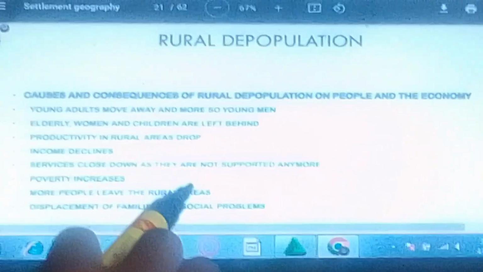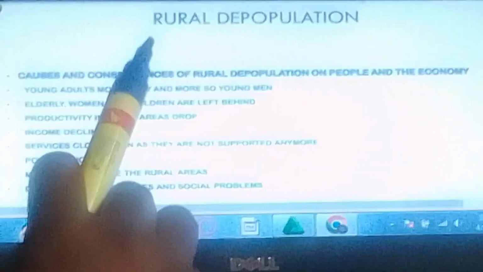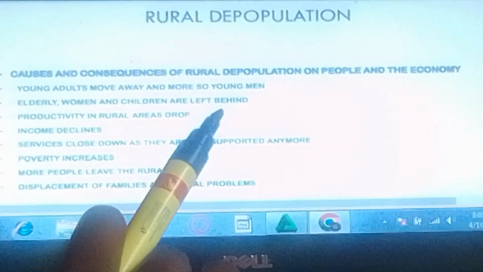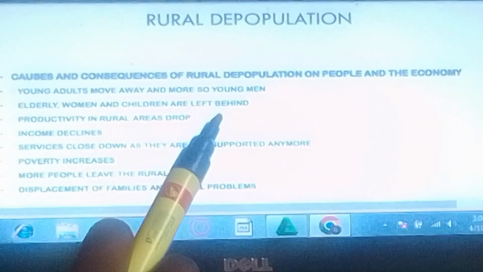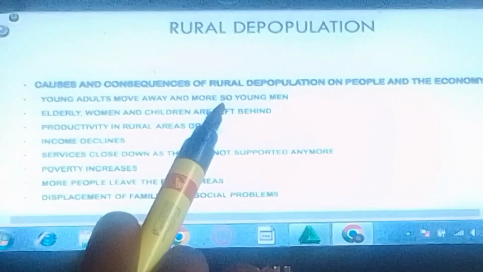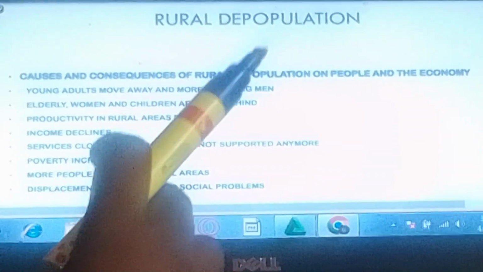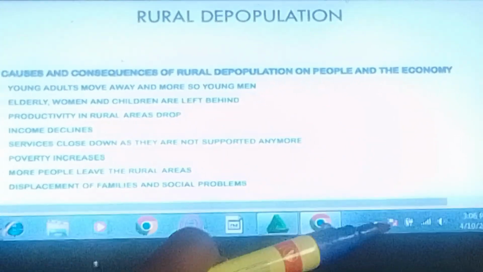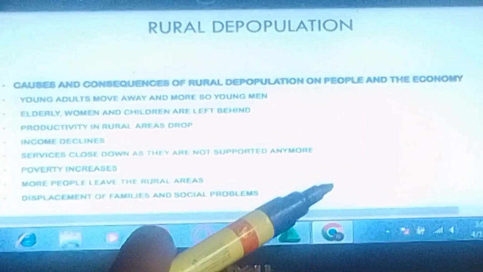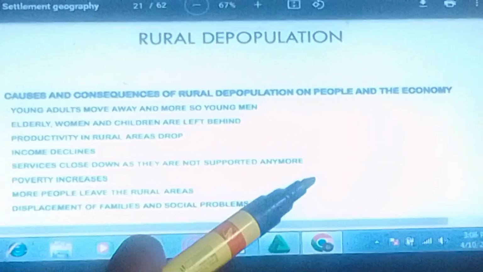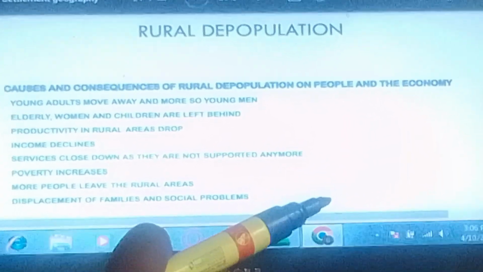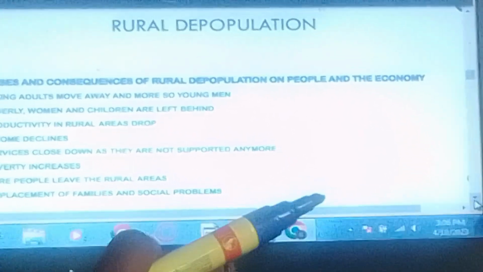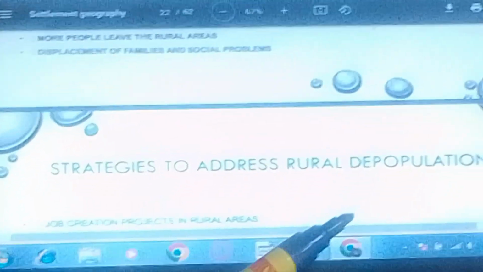The causes and consequences of rural depopulation are that we are going to have the young adults moving away, especially the men. And we will leave the elderly in the rural areas, women and children also left. So what's going to happen is that rural areas are going to become less productive because there's less population supporting businesses. So it can lead to income declines, services can close down. You are going to see in your books that when we talk about services closing down, it creates what are known as ghost towns, and it increases poverty, and with time those areas are no longer going to be in existence.